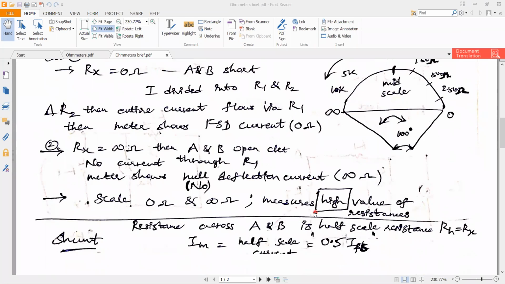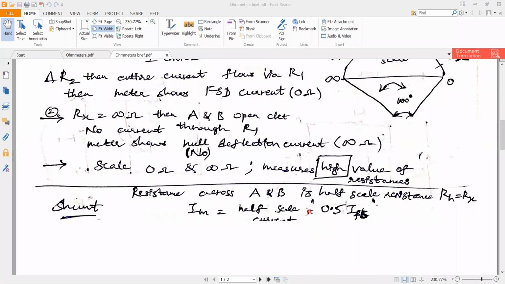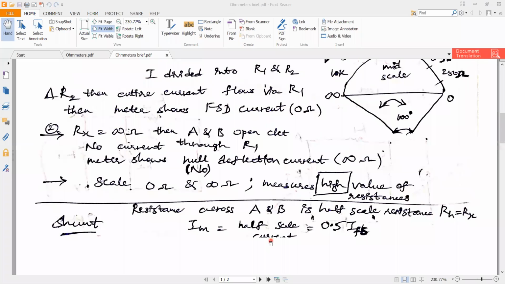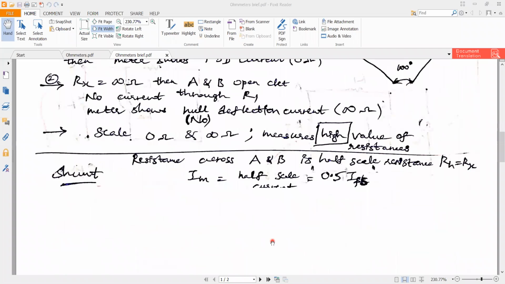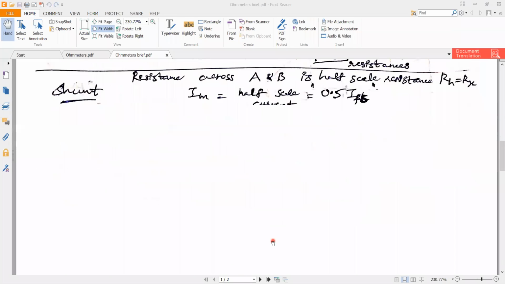These are the brief points. The resistance across the A and B terminals is the half scale resistance. I am going to take that resistance as RH. Across this half resistance RH, I am going to get the half scale current across the meter, that is, half scale deflection. I can treat that current as 0.5 IFS. We will see this again. Don't worry, these are the brief points. Later on you'll get the entire explanation for this one.